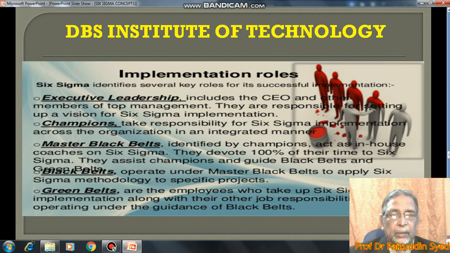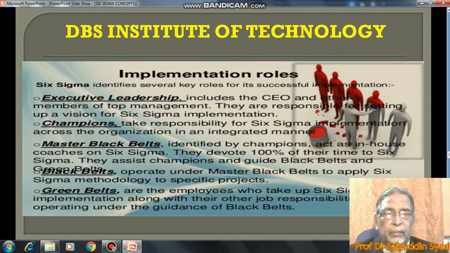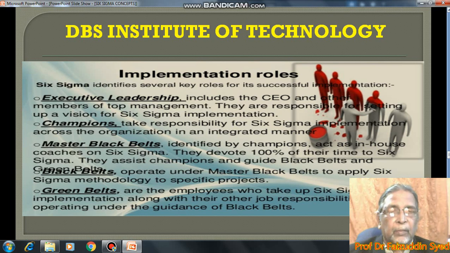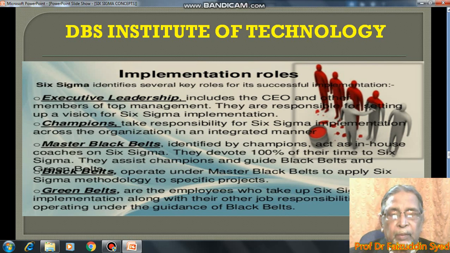Six Sigma implementation rules. Six Sigma identifies several key roles for its successful implementation. 1. Executive leadership. It includes the CEO, other members of top management. They are responsible for setting up the vision for Six Sigma implementation. Number 2, champions. They take the responsibility for Six Sigma implementation across the organization in an integrated manner.